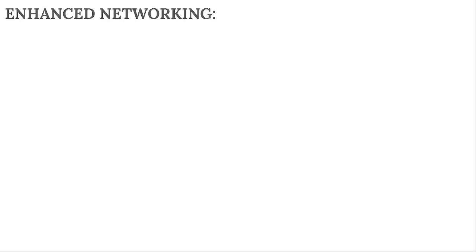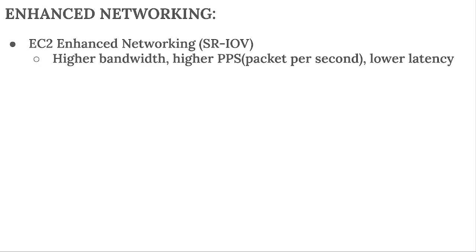Hello friends. Okay, so let's talk about enhanced networking now. It is another way for us to get better networking performance for our EC2 instances. And so we have the type EC2 enhanced networking SR-IOV. Okay, it gives us higher bandwidth and higher PPS, packets per second, with a lower latency. And this is something that can come in the exam.